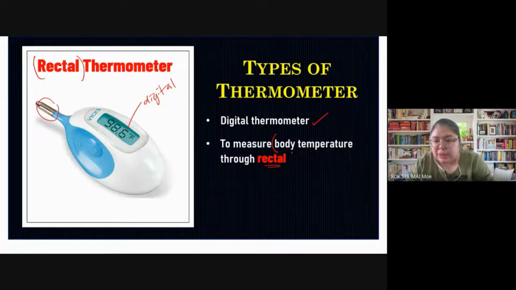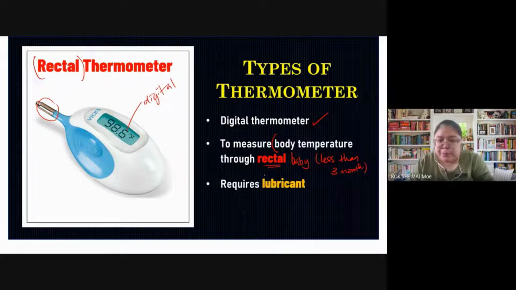Normally this one is used for babies less than 3 months, very small, because they cannot put it in the mouth, and they also cannot put it in the armpit. So that's why we use the rectal. Normally the doctor will do this. When you put it in, you must use a lubricant oil, because you need to put it in slowly and make it smooth. So this one is the rectum. Later I will show you a picture of a baby and mother, who will help to put this one in, just the picture, to show you where the rectum is.